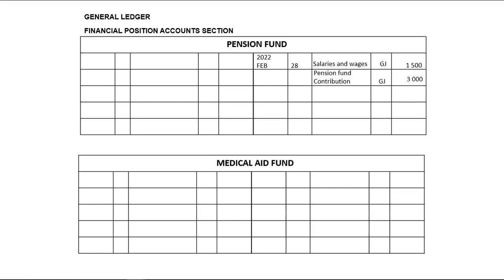So towards the pension fund in total, we owe that 1,500 plus 3,000 Rand, and that will be our balance carried down, and it will be 4,500. All of those must be paid to whatever pension fund Mnguni belongs to. 1,500 was deducted from his salary, and the extra 3,000 Rand was contributed by the employer.